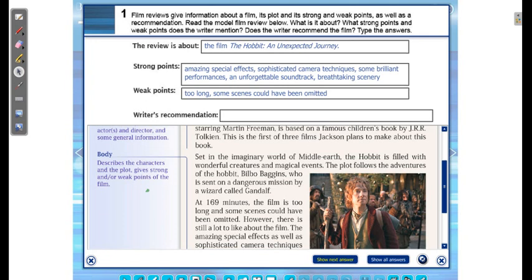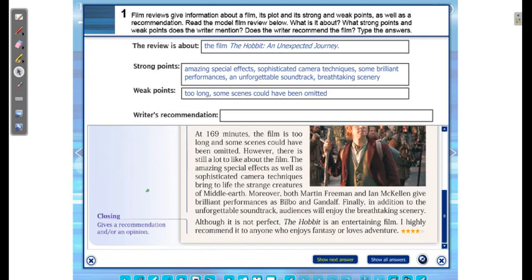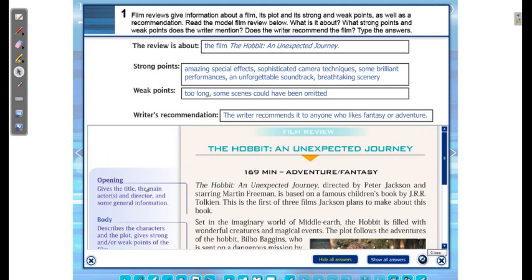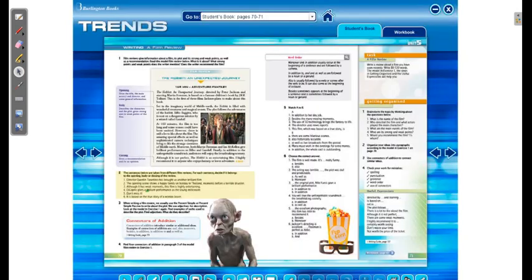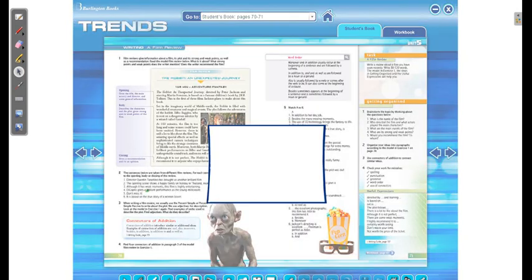And how about the recommendation? The recommendation will be in the closing. So what do you think about the recommendation? Is the film recommended or not? Of course, the writer recommends it to anyone who likes fantasy or adventure films. So now let's take a look at an activity we're going to do about the film.